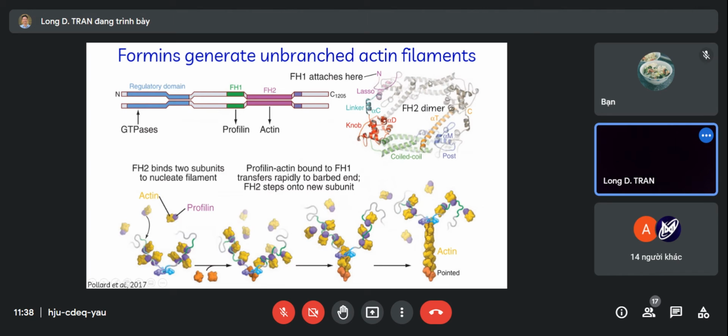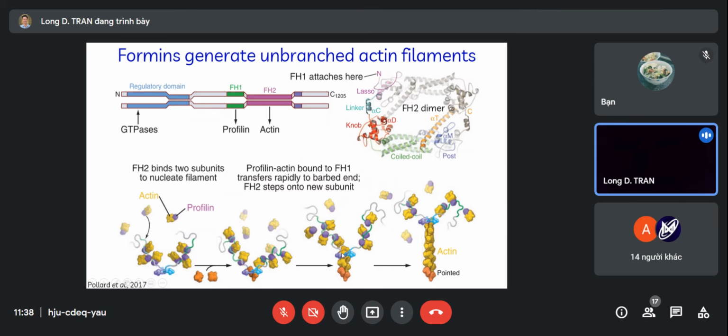So here is the structure of the FH2 dimer. The FH2 should be here, and this one should be the FH1. The FH1 interacts with the profilin and brings the actin into close vicinity of the FH2 domain. And then the FH2 domain will attach the actin together to form the F-actin.